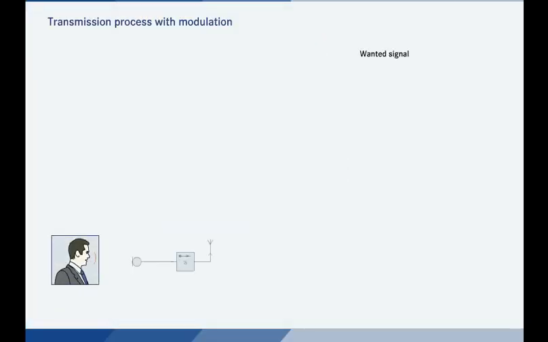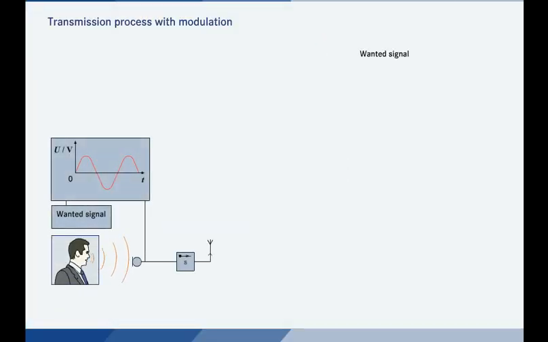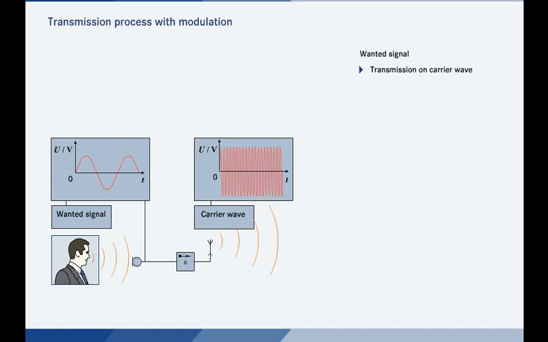In telecommunications, signals such as a telephone conversation, for example, are known as wanted signals. In the case of radio transmission, these are carried by the carrier wave of a transmitter. The carrier wave, which is of a high frequency, is modified according to the wanted signal, which has a low frequency. This process is known as modulation.